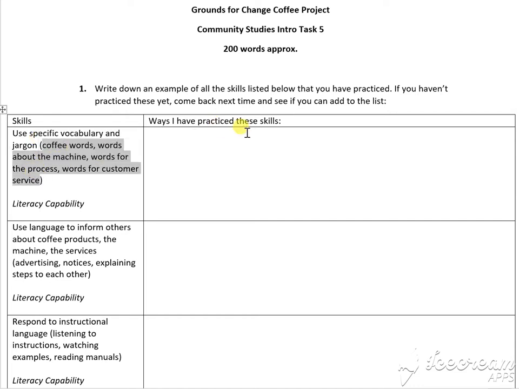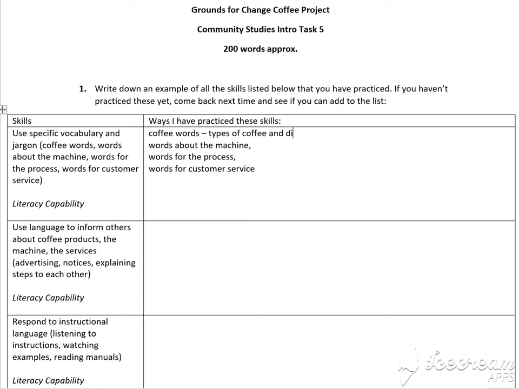So when we think about this first one with coffee words or words about the machine, words for the process, words for customer service, what we could think about is making a list of some of the words that relate to these situations. So for example, with the coffee words, we might write down all the types of coffee and drinks that we serve. So an example might be a latte, maybe a cappuccino, lots of different ones there. If you can't remember them, look them up.